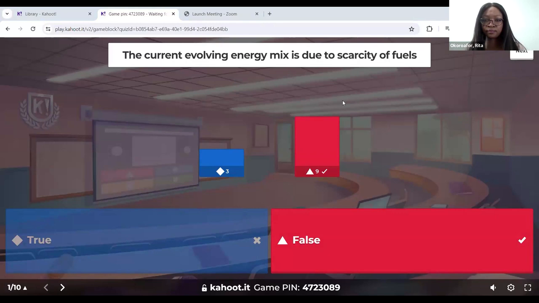Sorry, I have to stop sharing. I'll read out the questions to you. So the next question, it's true or false, you have just 10 seconds. Industry and electric power generate more than half of global emissions. True or false?